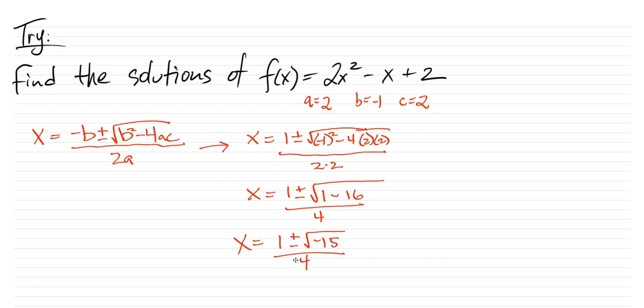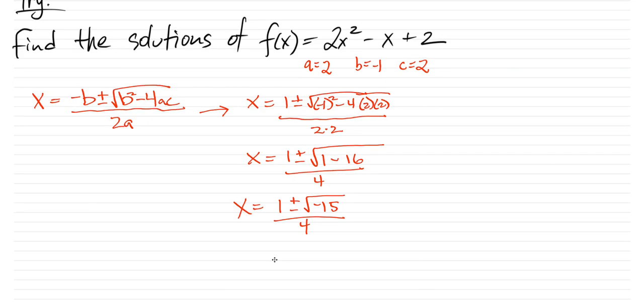And actually, this one doesn't really have any simplifying to do, especially because of this 1. And then 15 doesn't have any numbers that break down into it. The only thing you can do is because it's a square root of a negative, it's going to be imaginary. So you can either write i root 15 or root 15 i. It's kind of your preference. I like writing the i at the end, so I usually do that.